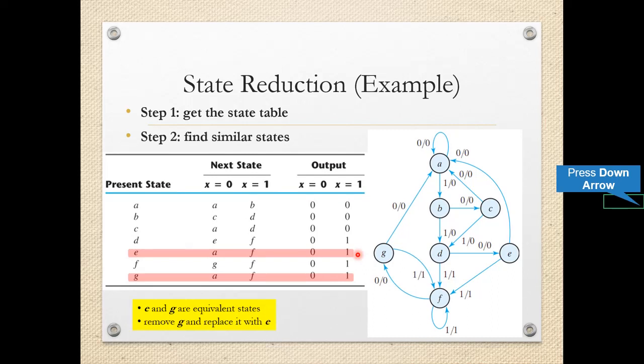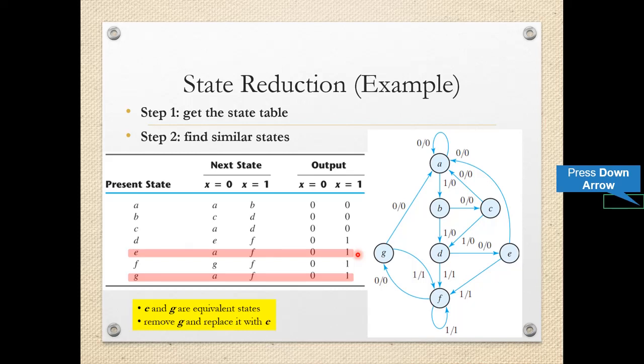Now in the state table, we have to find the similar states. So just do the observation and then find out. So already I have marked the 2 rows in which you can see exactly the same entries are there. Like for the present state E case, next state is A for x equal to 0 and F for x equal to 1. Similarly, for output also it is 0, 1, and for G also you can see exactly the same entries there. So what it indicates? It indicates your E and G are equivalent states.